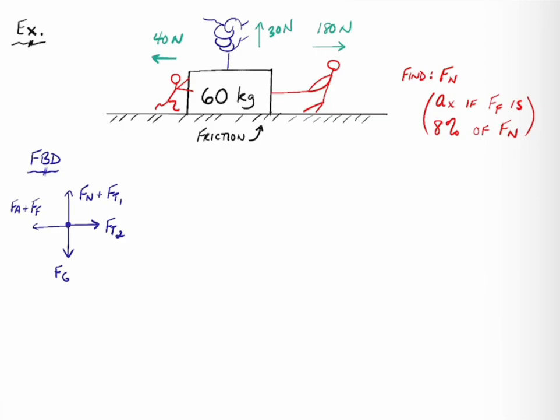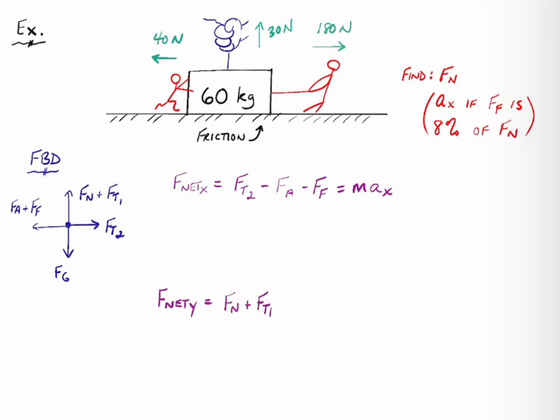So now I need to come up with my F net x and F net y equations. In the x direction, I have Ft2, that is the only force going to the right. I have two forces going to the left, the applied force and the force of friction. So I'm going to subtract both of those. One rightward force minus two leftward forces. There are no other forces, so I can set that equal to mass times acceleration in the x direction.